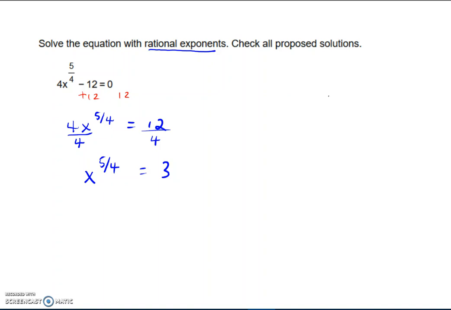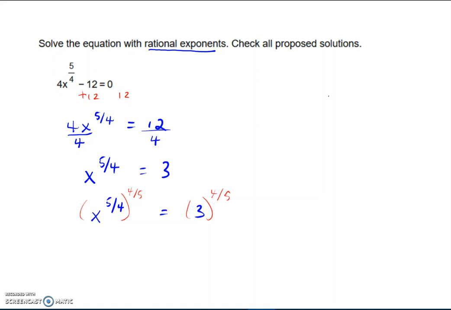Now the trick to getting rid of that 5/4, to getting rid of the rational exponent, is to just raise both sides of the equation to whatever the reciprocal of that exponent is. So the exponent is 5/4. I'm going to raise this to the 4/5 power.